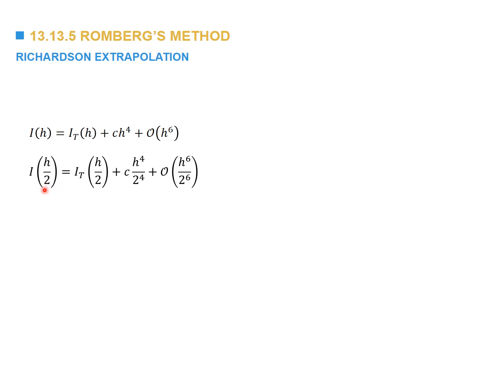Repeating this with half the step size implies that the true value is equal to the numerical approximation using the trapezoid rule with h over 2 as the step size, plus a constant multiplied by h power 4 divided by 2 power 4, plus an error term that's directly proportional to h power 6. Getting rid of the denominator here by multiplying by 2 power 4, we will get this equation.